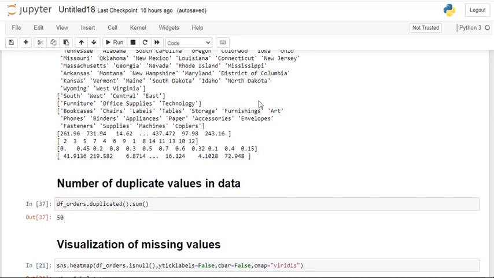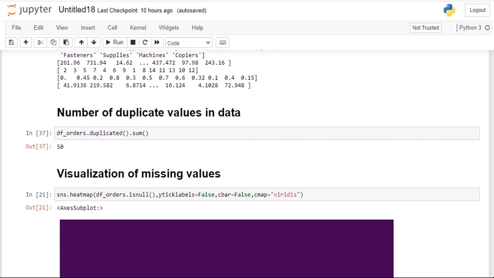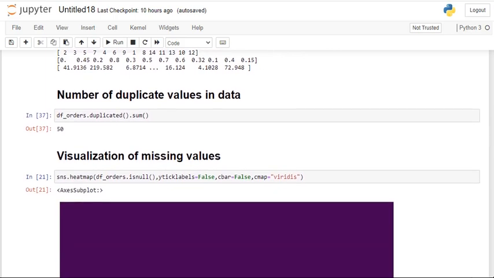Region, categories, subcategories. Likewise, the last columns are profit, discount, sales, quantity. The number of duplicate values in the data set: already I have told that there won't be any duplicate values because they will interfere with the exploratory data analysis. It will not give proper insights if you perform EDA with duplicate values, so we have to drop the duplicate values in the data set. The total number of duplicate values is 50.